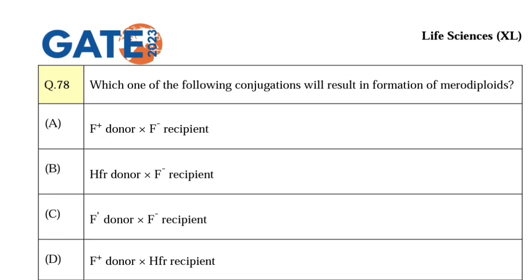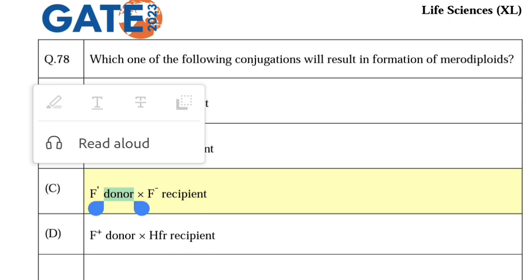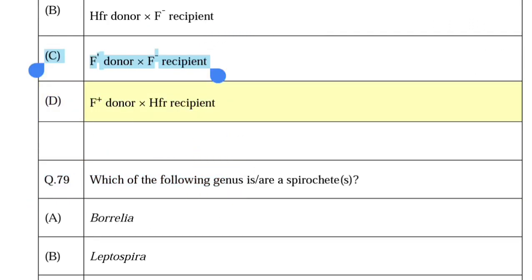Q.78. Which one of the following conjugations will result in formation of merodiploids? A. F plus donor times F minus recipient. B. Hfr donor times F minus recipient. C. F prime donor times F minus recipient. D. F plus donor times Hfr recipient.